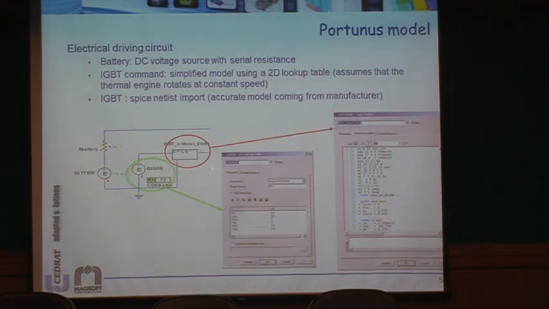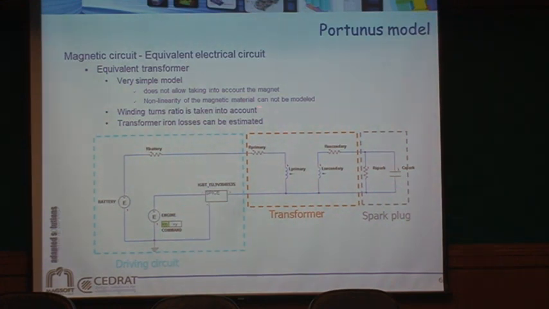So the electric driving circuit, we have the battery. We have a model for the battery. The engine, it's just a matter of defining how fast it goes and things like this. The IGBT diode, we bring it from the SPICE model. We just took the IGBT netlist that is provided by the manufacturer of the IGBT, so we don't have to do anything. And yeah, the command is just in the lookup table. So the very simple model, this is just with the electrical circuit.